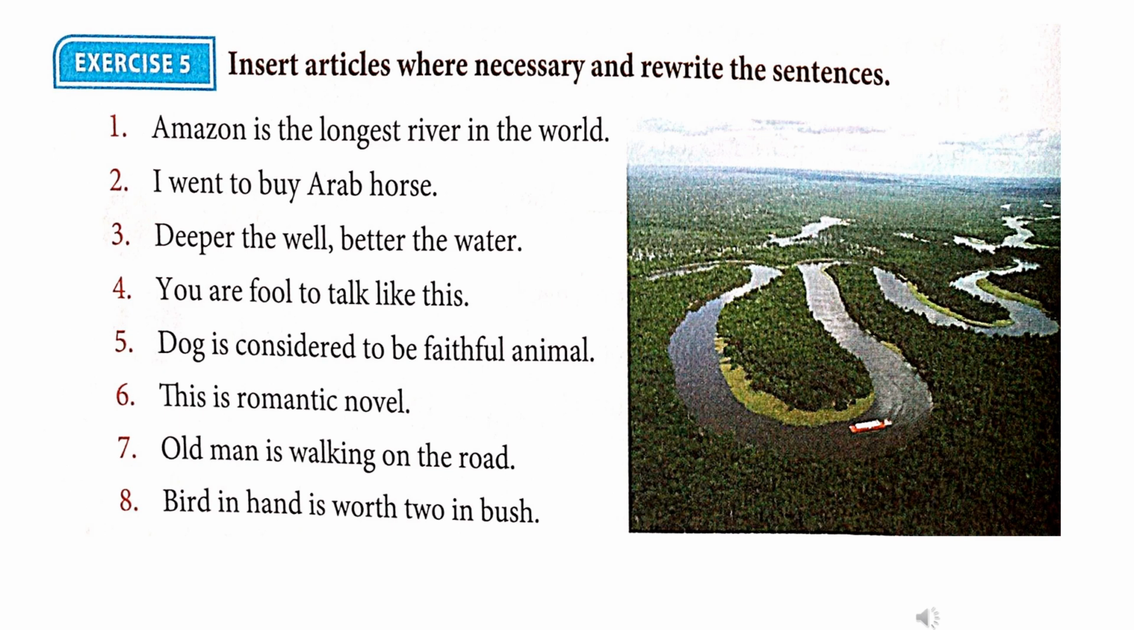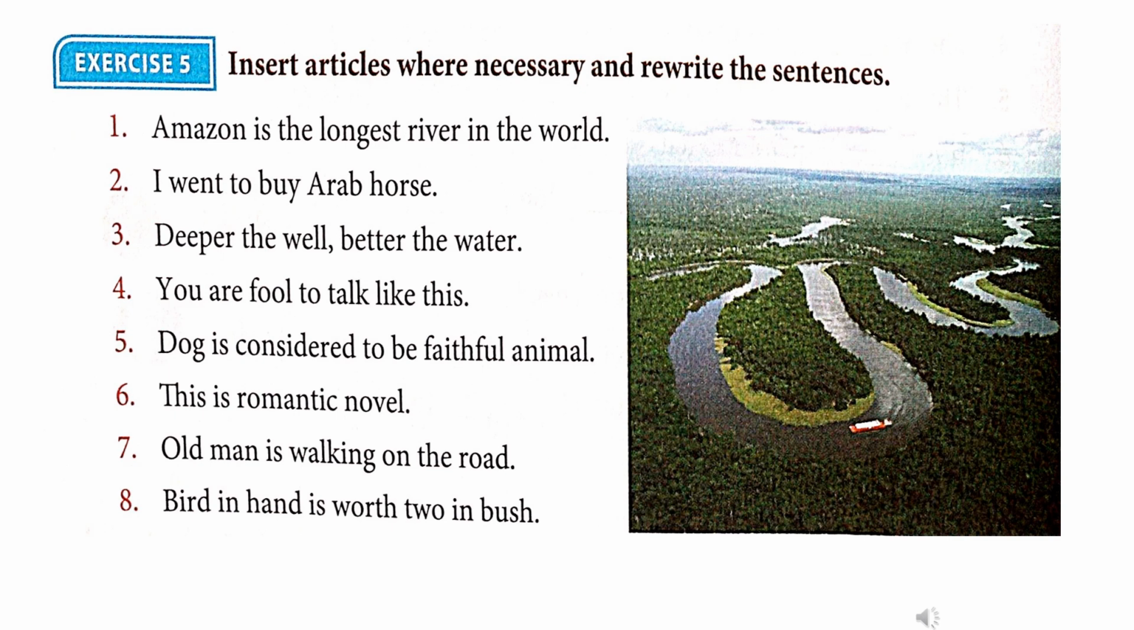Second, I went to buy Arab horse. Arab is a word starting from the vowel A. So we have to use an before it. I went to buy an Arab horse. Third, deeper the well, better the water. It is a phrase. So first we have to use the definite article. The deeper the well, better the water. 4. You are fool to talk like this. Here we have to use the indefinite article a before fool. You are a fool to talk like this.